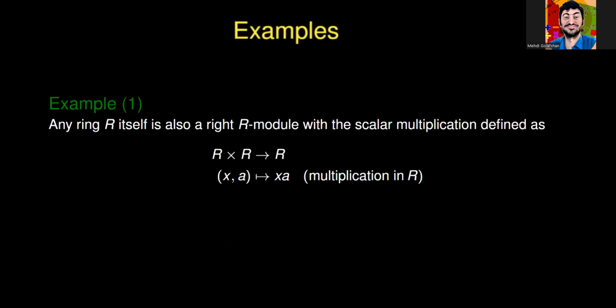So the very first example is any ring R is a right R module. So how is the structure map defined? It is simply R times R goes to R, which is the multiplication from R. So it's a very trivial example. So we can verify that it satisfies all the conditions. So then this is fine.